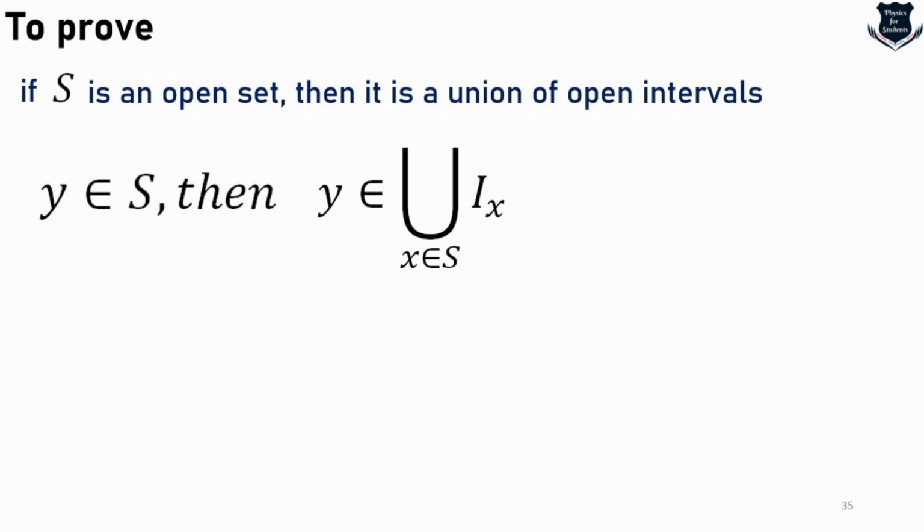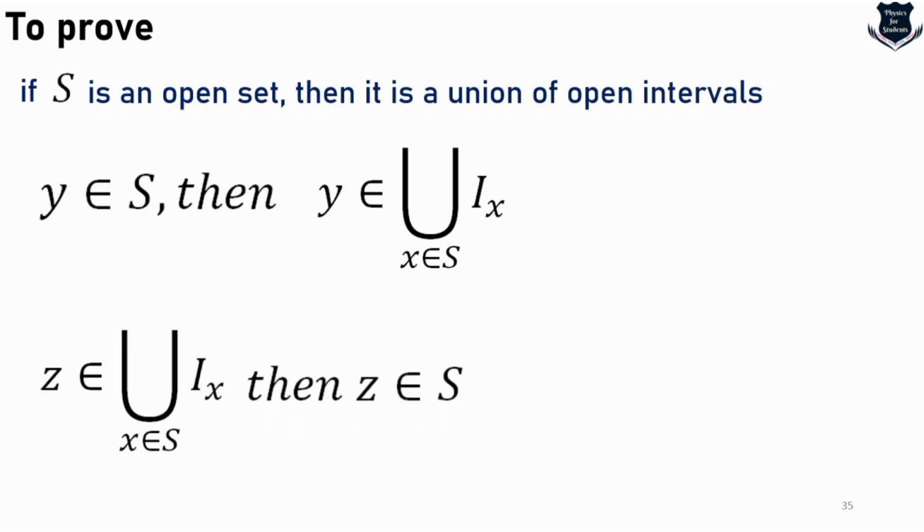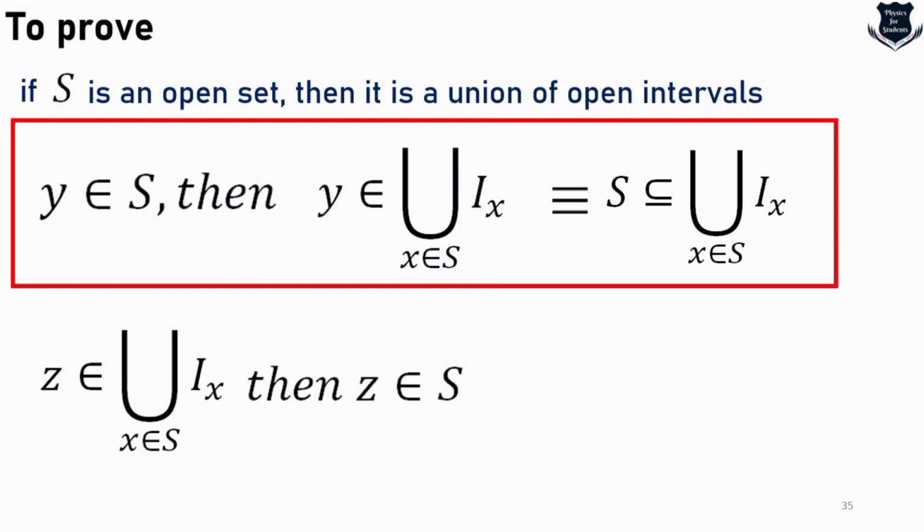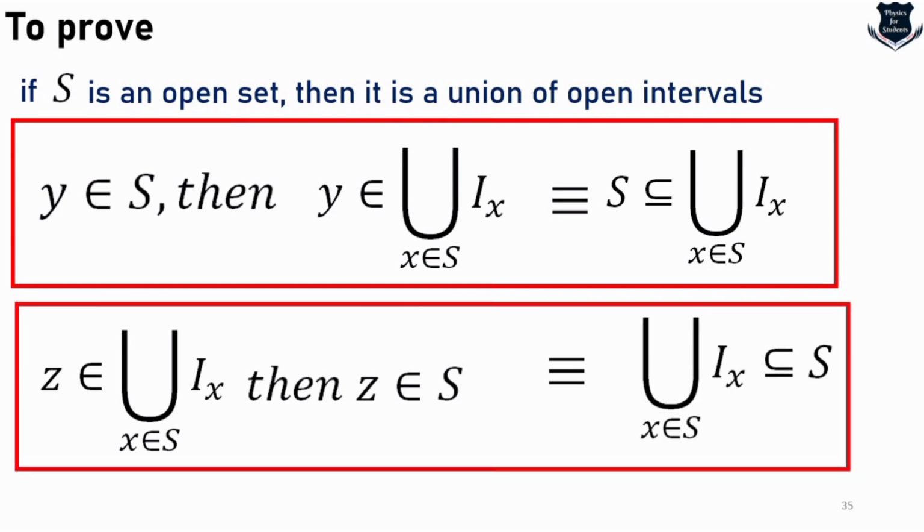So first of all, we will assume Y is an element of S. Then obviously Y is an element of the union over X in S. And if I take another variable Z, which is an element of X, then obviously Z is an element of S. Now here it is already proved, but what I would like to show you is that this one is equivalent to this. S is a subset of the union over X in S of an interval, and the second part is also equivalent to this. I won't say equal, otherwise I would be wrong. So this is how we find that if this is an open set, then it is a union of open intervals, right?